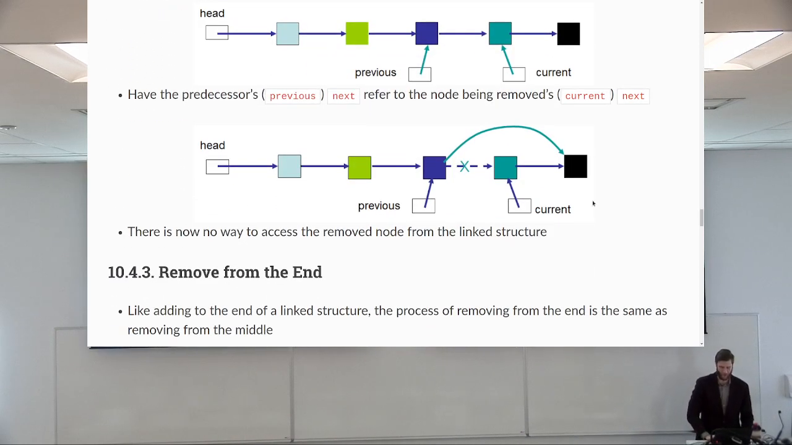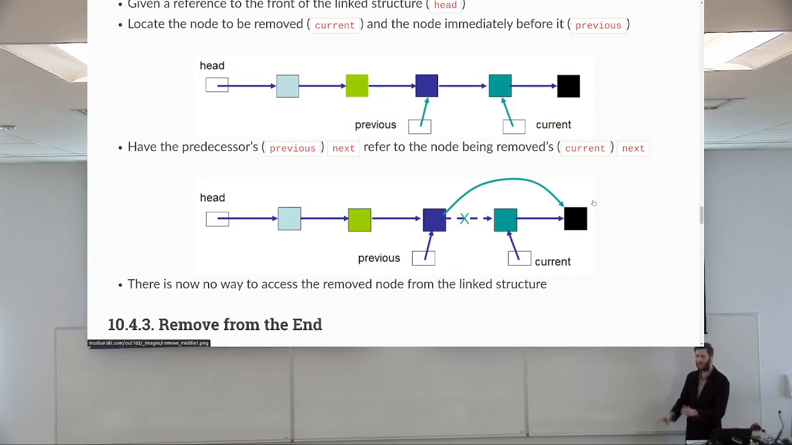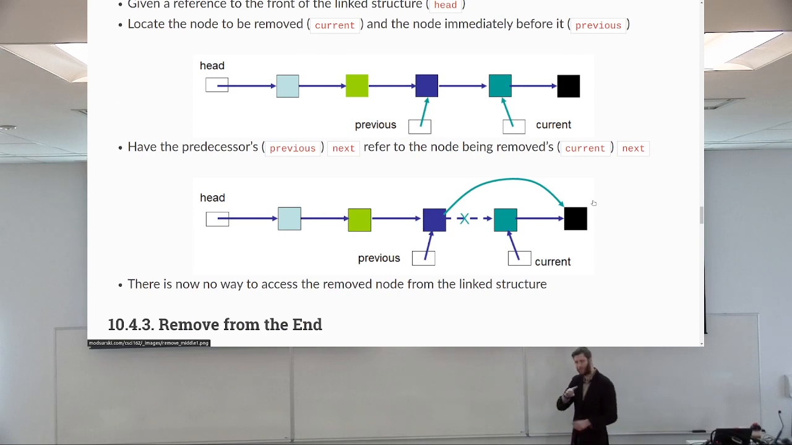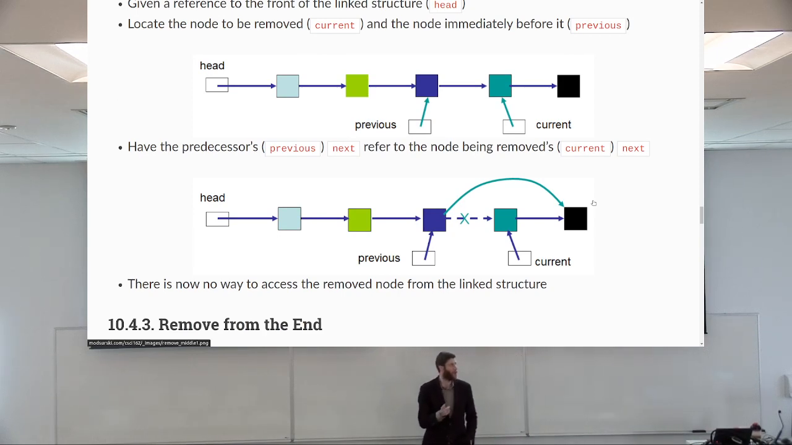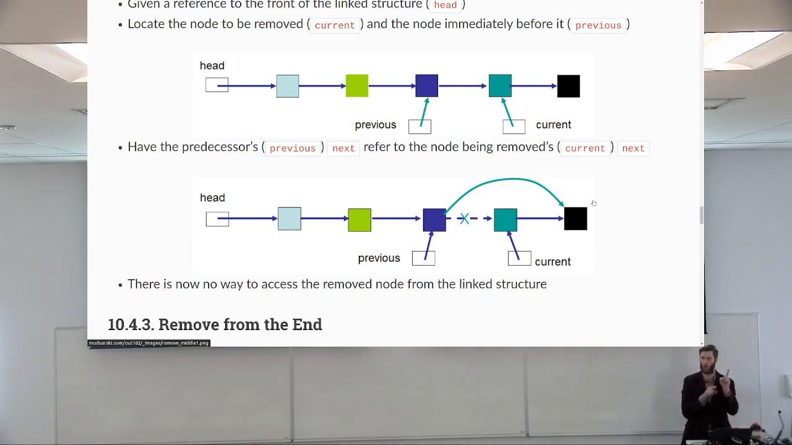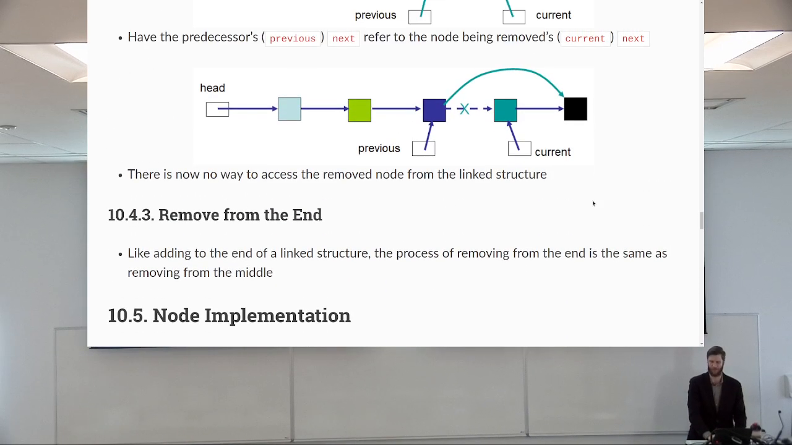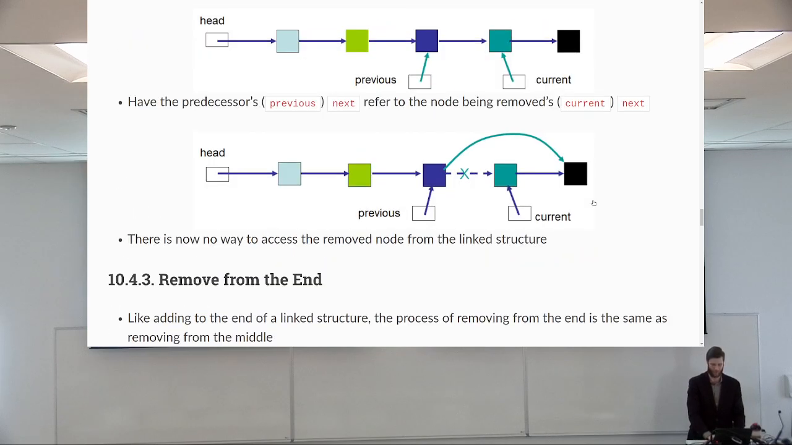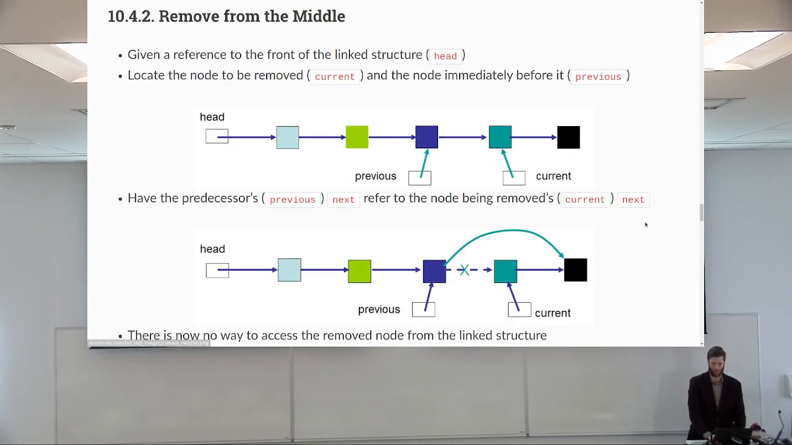And then removing from the middle, here you could do it with only one reference. Imagine we just had previous. You could say previous's next is previous's next's next. That's all. Removing tends to be pretty easy to do with link structures. You just have to be careful with the order in which you do things. And removing from the end is the same thing as removing from the middle. It's just the next would have been null. All right, we'll end here.